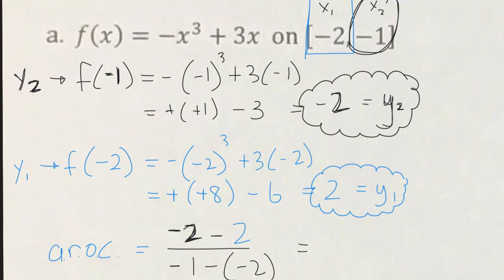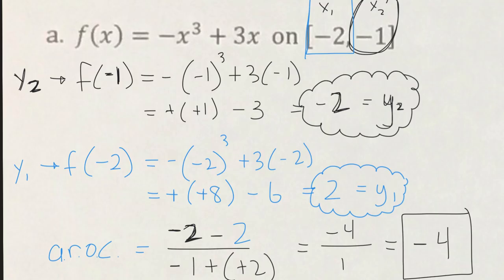So what is -2 minus 2? -4. And then minus a minus is a plus, so it's -1 plus 2, +1. So our average rate of change on the interval from -2 to -1 is -4.